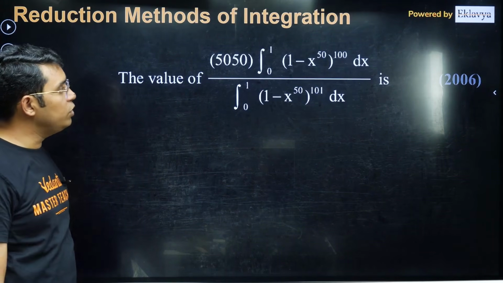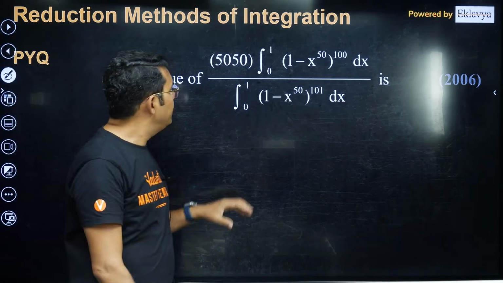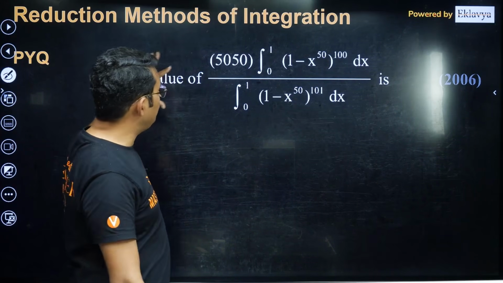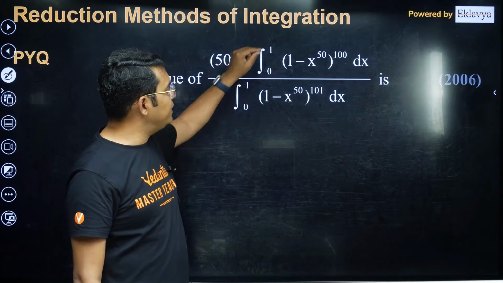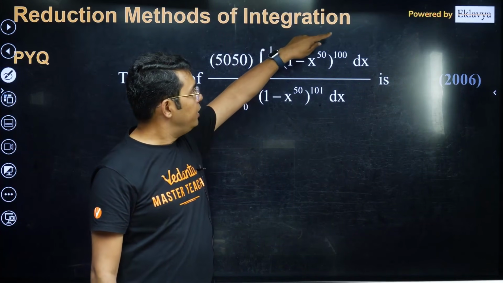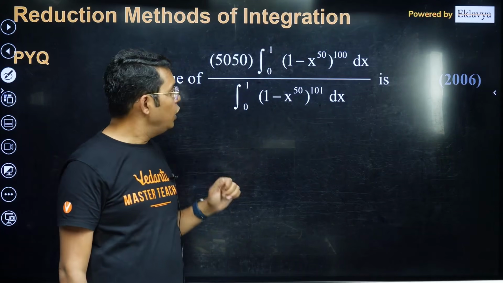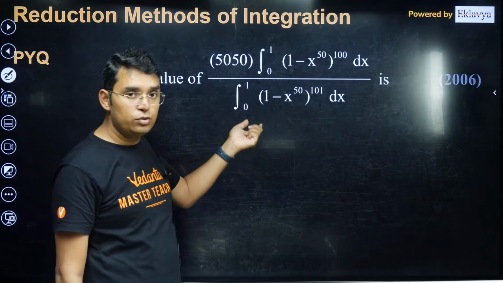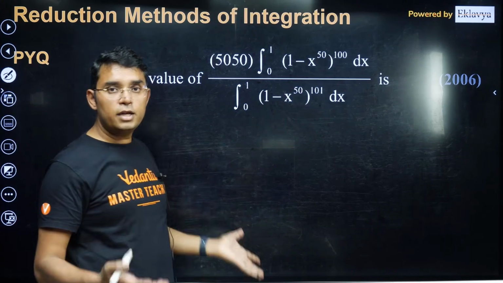Okay, one more question I will take. That is a question of 2006, very important question I will say. In this question they are asking the ratio of these two things, in which both integrals have 1 minus x power 50, but in one of them the power is 100, in one of them the power is 101. So it looks like we just have to reduce the power from 101 to 100 and take the ratio.